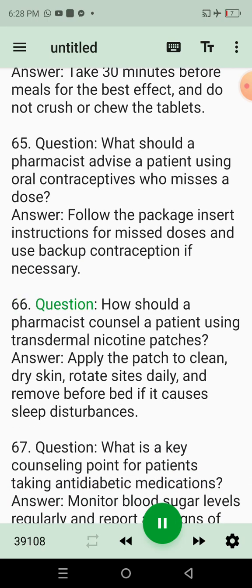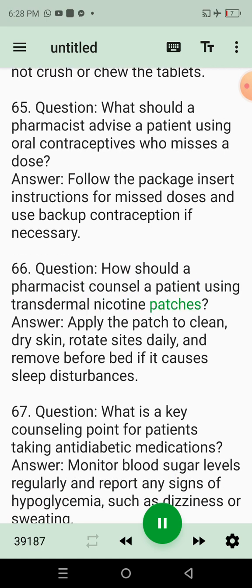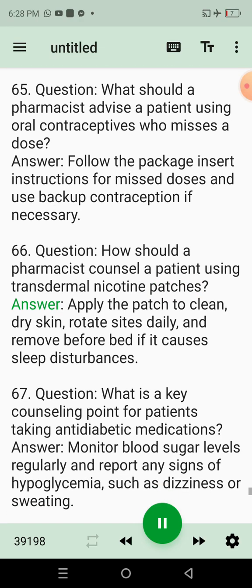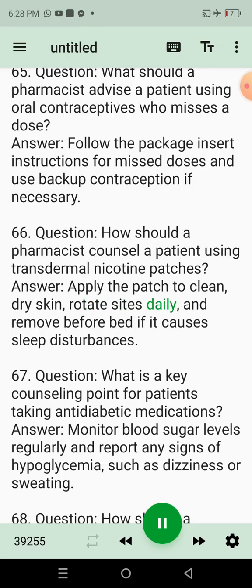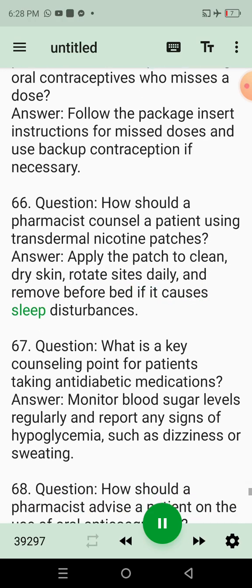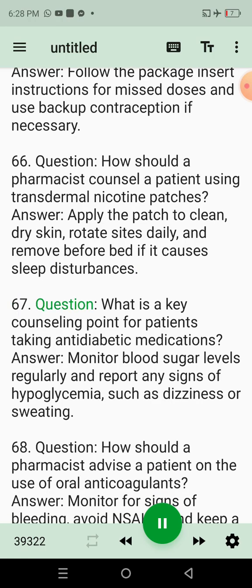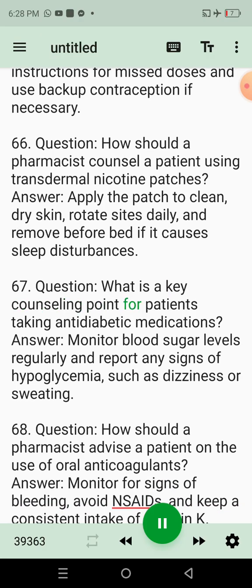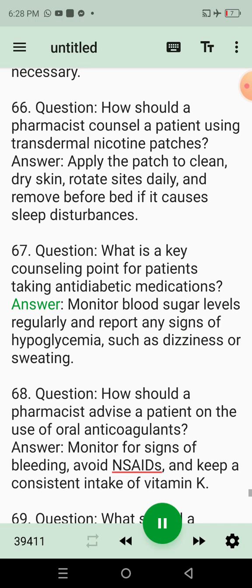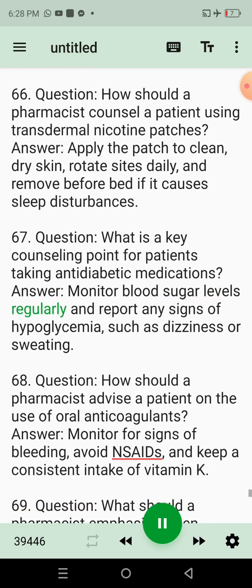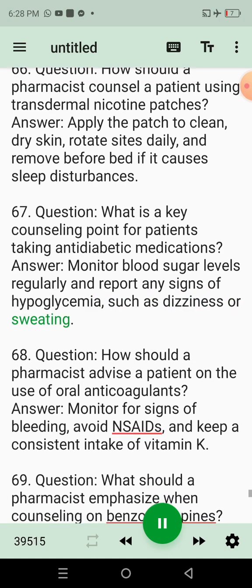66. Question: how should a pharmacist counsel a patient using transdermal nicotine patches? Answer: apply the patch to clean, dry skin, rotate sites daily, and remove before bed if it causes sleep disturbances. 67. Question: what is a key counseling point for patients taking anti-diabetic medications? Answer: monitor blood sugar levels regularly and report any signs of hypoglycemia, such as dizziness or sweating.